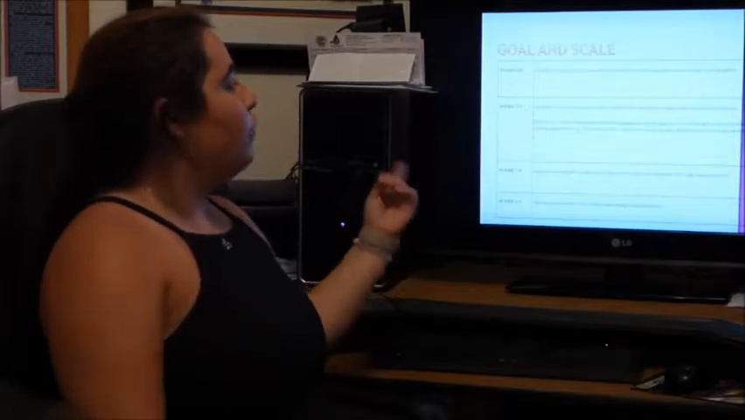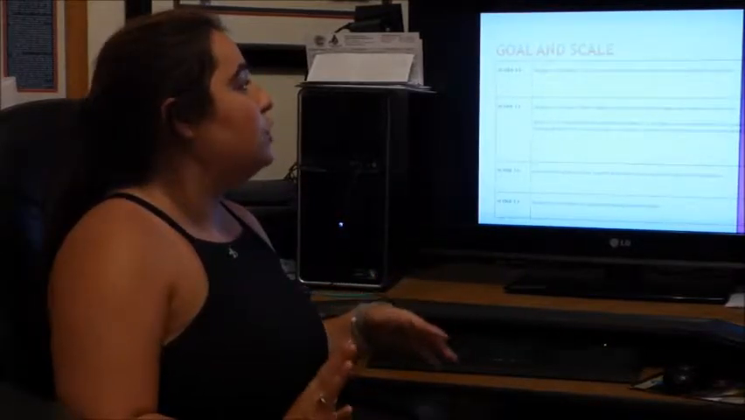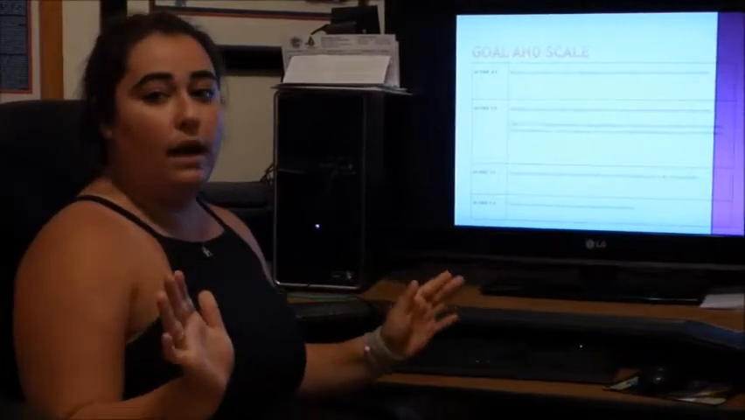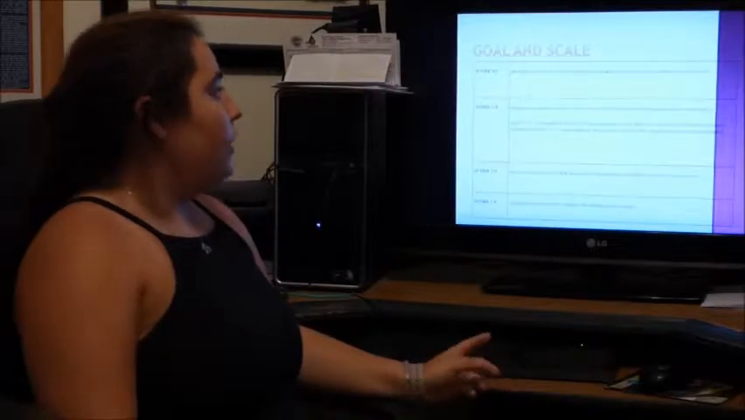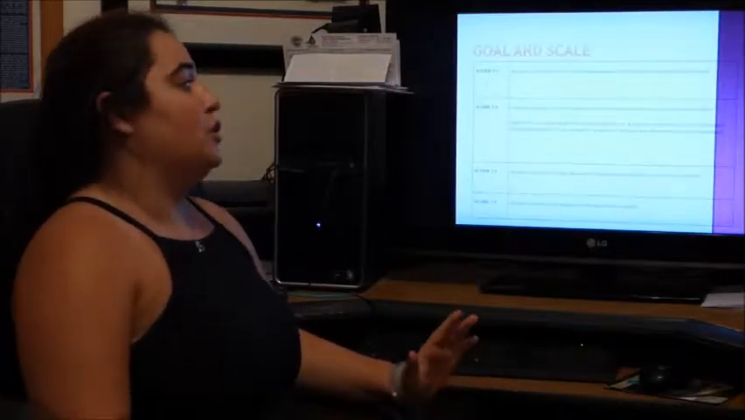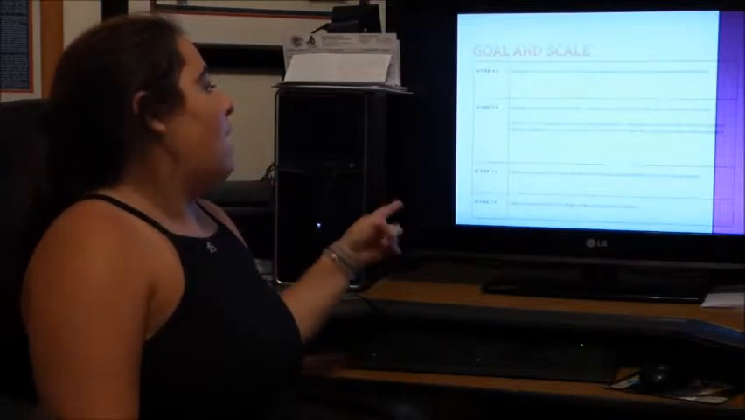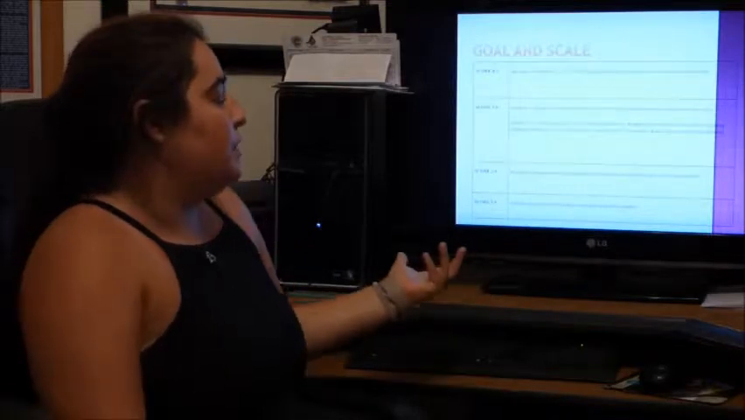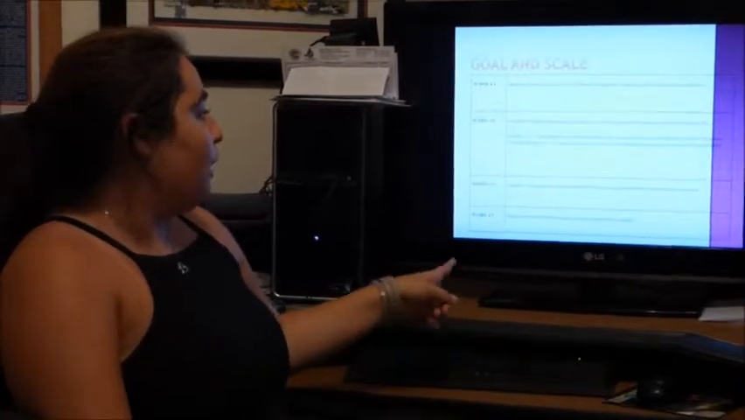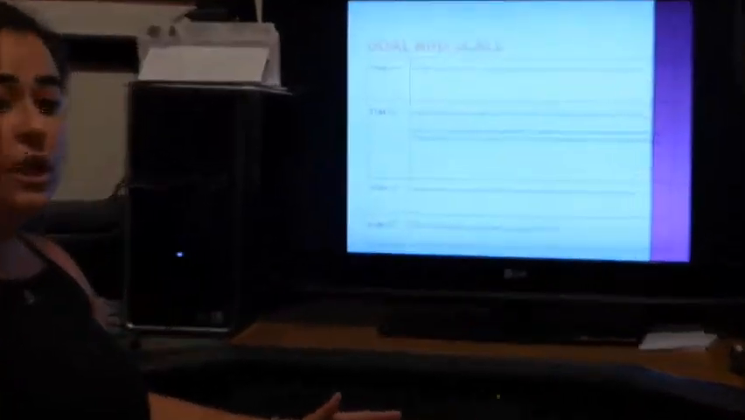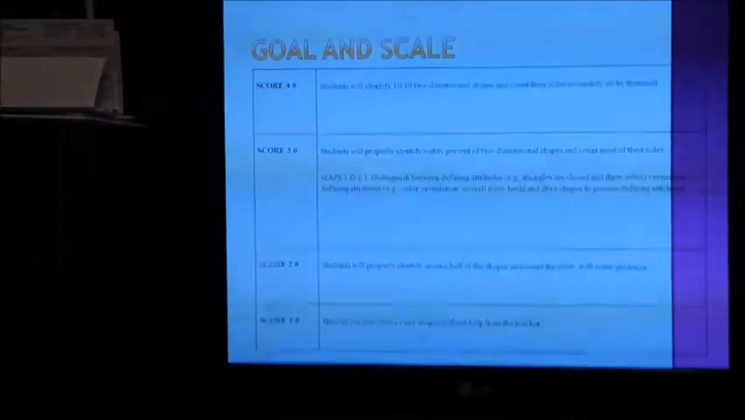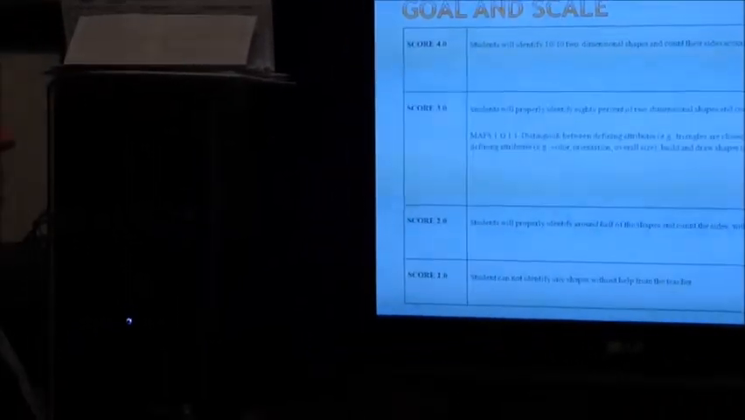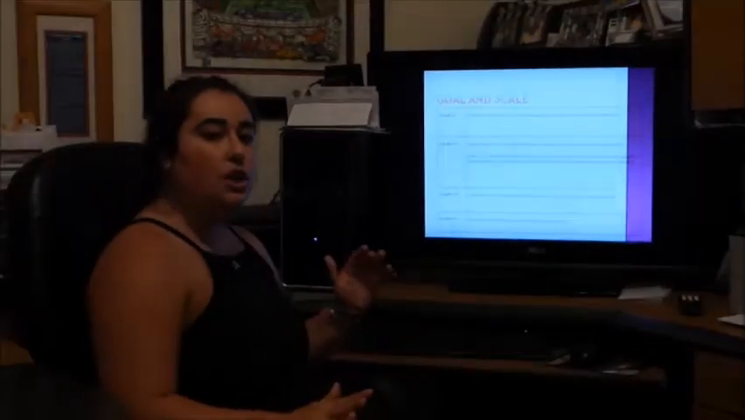For my goal and scale, for a 4, they will identify 10 out of 10 two-dimensional shapes and count their sides accurately by themselves, so they'll be able to do every single one, no mistakes. For a 3, they will identify 80% of the two-dimensional shapes and count most of their sides. My standard is inside this: distinguish between different attributes and be able to draw shapes that possess the different attributes. For a 2.0, the students will probably identify around half the shapes, with some guidance. And for a score of 1, the students will not be able to identify anything without the teacher guiding them along the way.